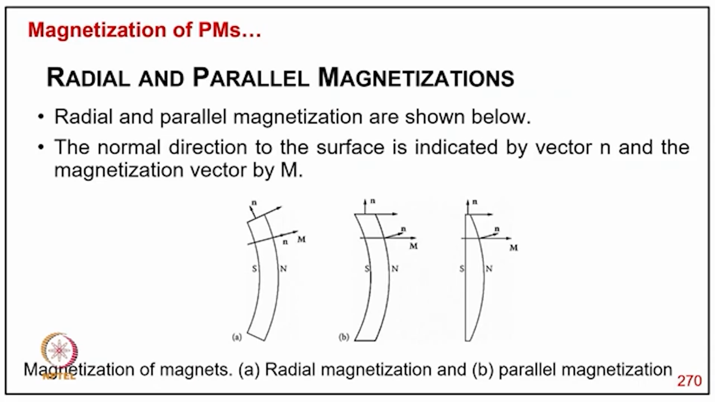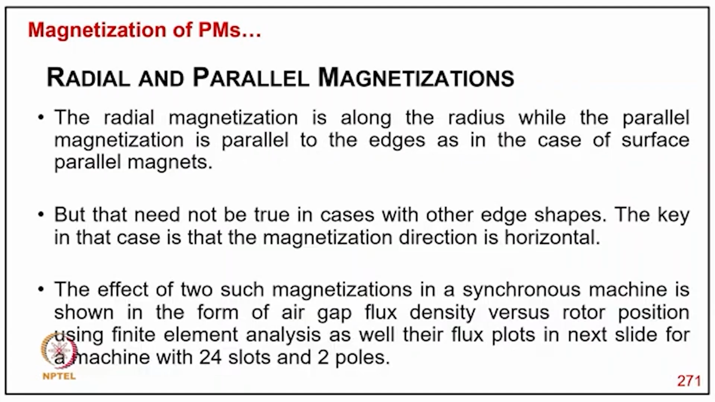So typically radial and parallel magnetization are shown here. The normal direction of the surface is indicated by vector n and the magnetization vector by m. So the magnetization curve of radial magnetization and then parallel magnetization. The radial magnetization is along the radius, while the parallel magnetization is parallel to the edges, as in the case of surface magnets, but that need not be true in the case of other edge shapes.